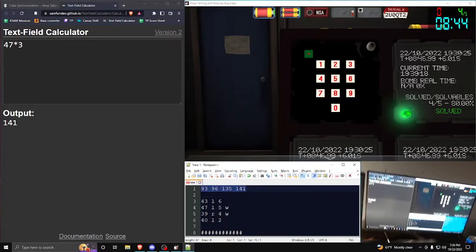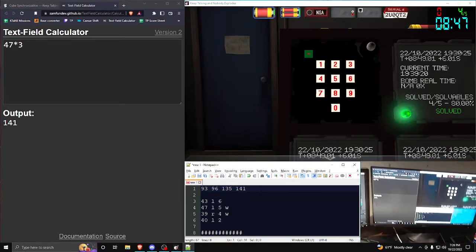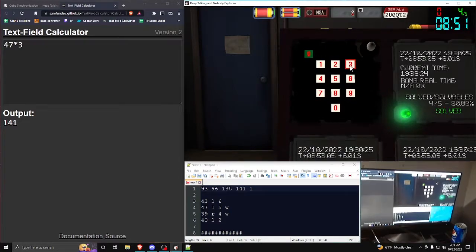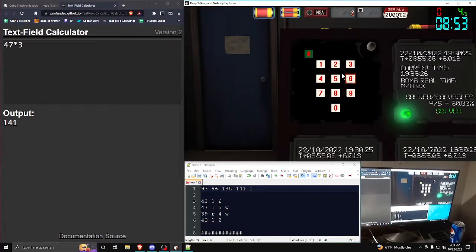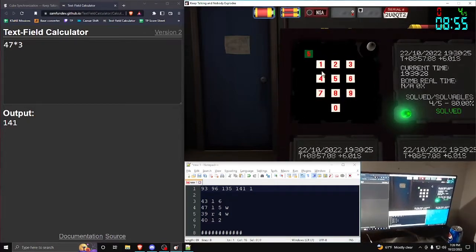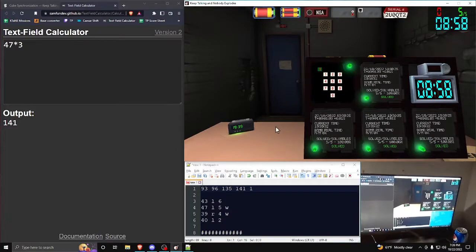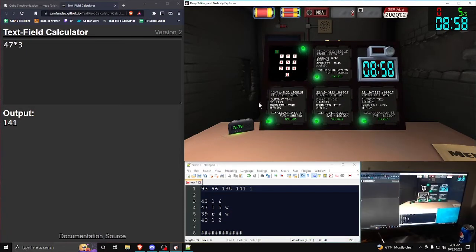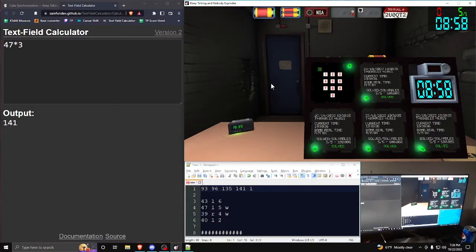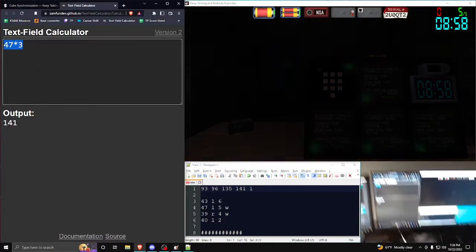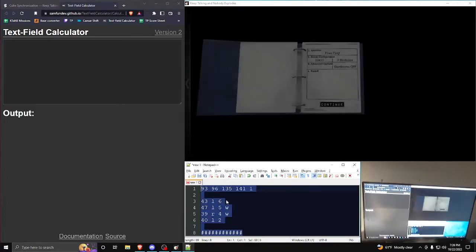So this is all the information that we have for the input, and we're also going to input the green number at the end. So let's input this. 93, 96, 135, 141, and then the green number at the end. So that's cube synchronization.